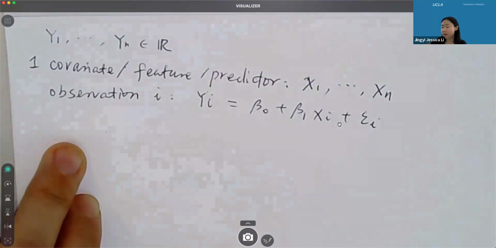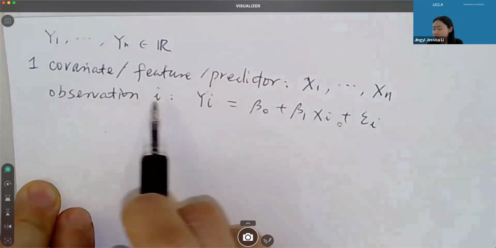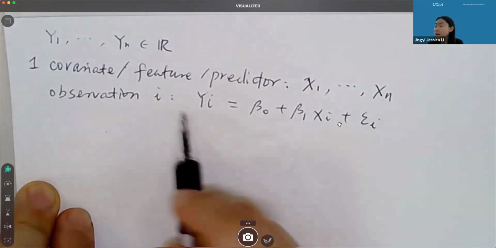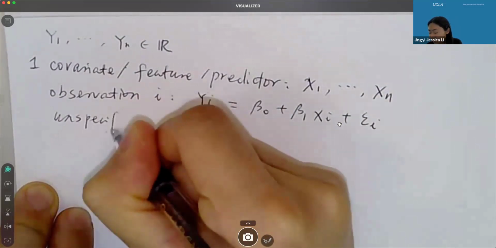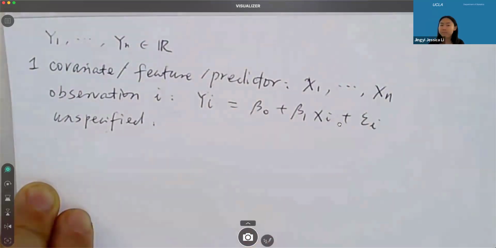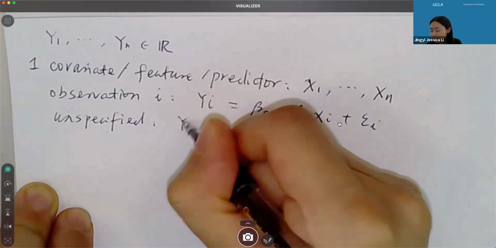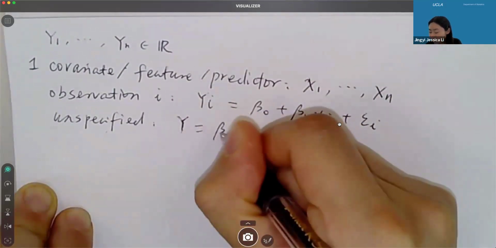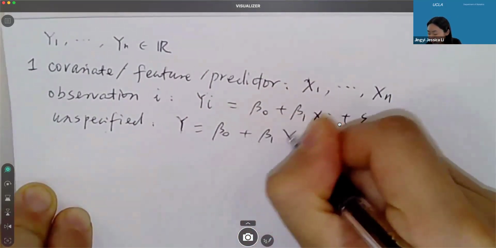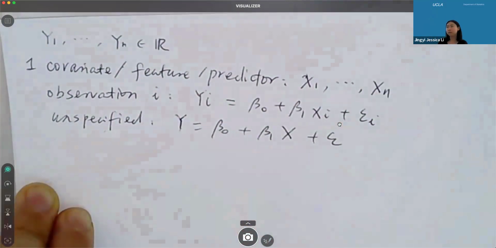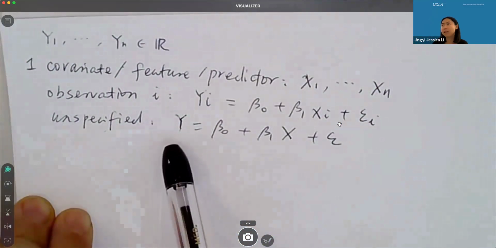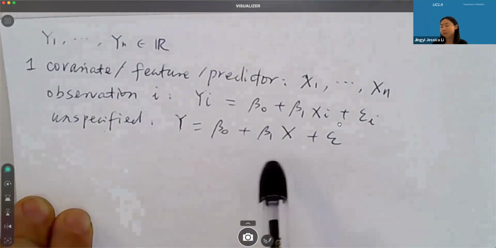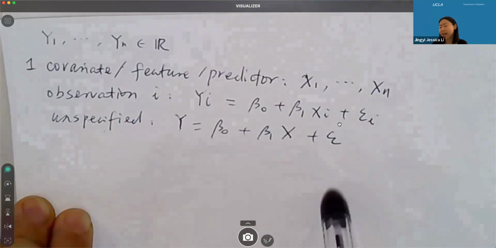But in that paper, in that equation, it just didn't specify i. So in the unspecified way, it becomes y equals beta 0 plus beta 1 x plus epsilon. So you see, i is dropped. But the confusion here is people might think y is a vector, and x is a vector.